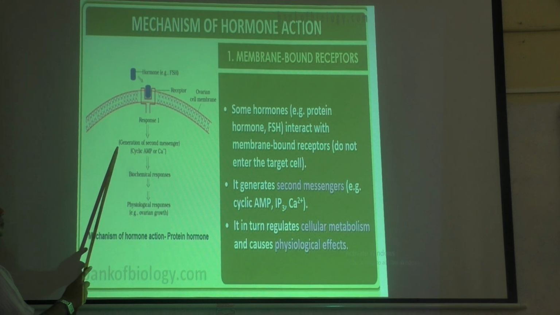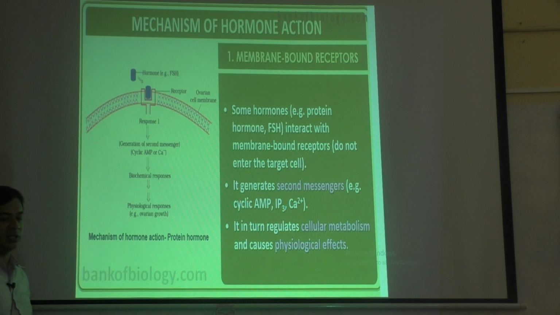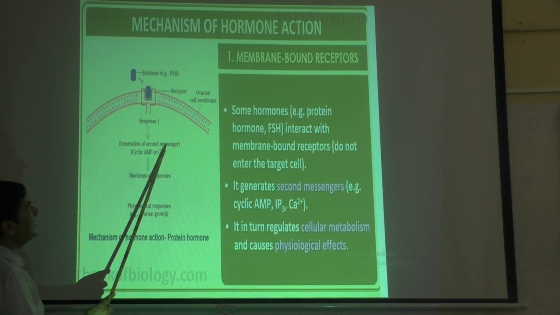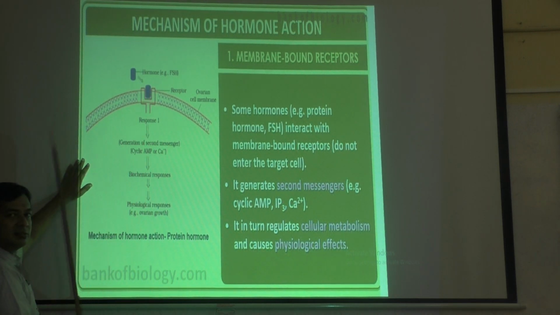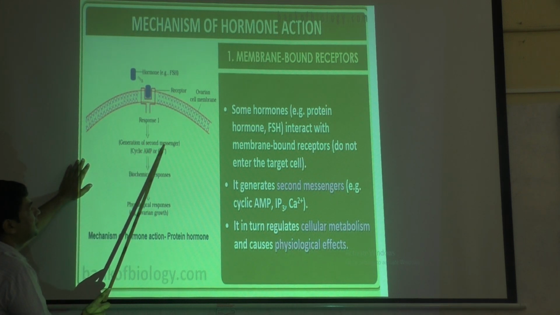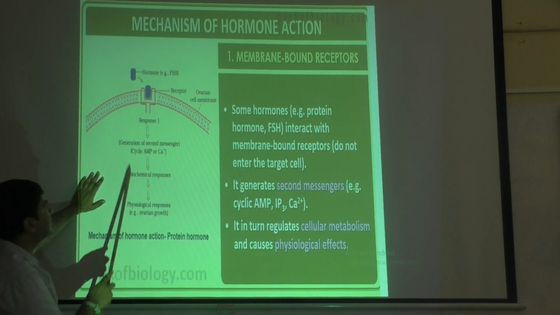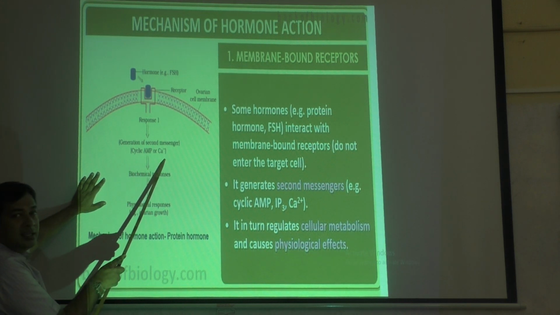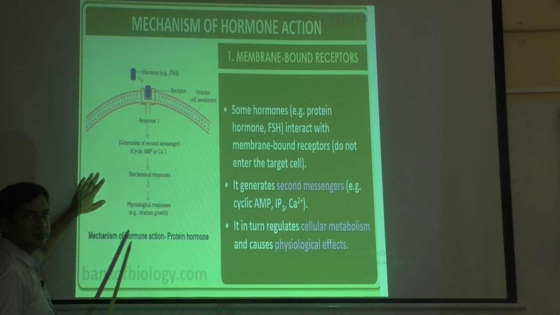That response is by producing secondary messengers, which are one kind of molecule. Why is it called a secondary messenger? Because the primary messenger is the hormone and the receptor already received it first, that means the message is received. This is the second time of receiving, so it is a secondary messenger. What are the secondary messengers? Cyclic AMP, that is cyclic adenosine monophosphate, and calcium ions, Ca2+, are secondary messengers.